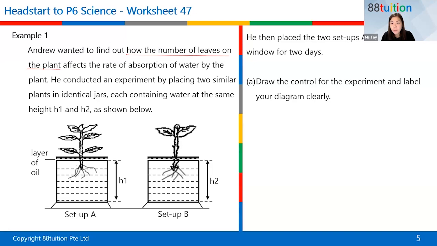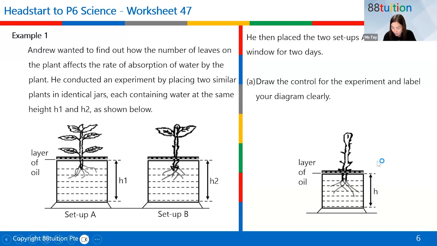Yes, very good. The number of leaves. So if I want to draw my control setup, what should I do? I should remove the leaves, right? Yep. So yes, it is correct. I'll remove the leaf. I'll draw something that looks exactly the same, but this time round without the leaves. So the control setup is drawn this way.